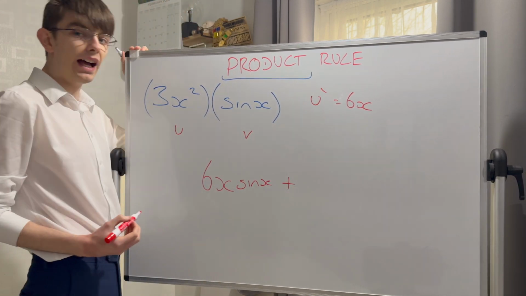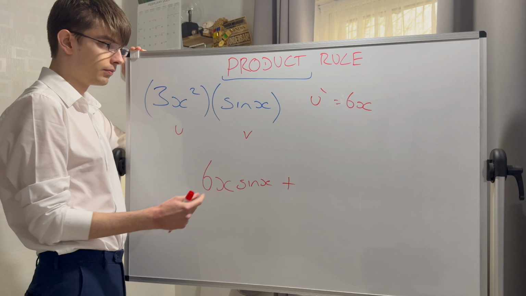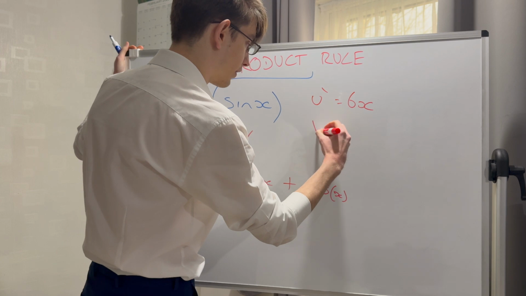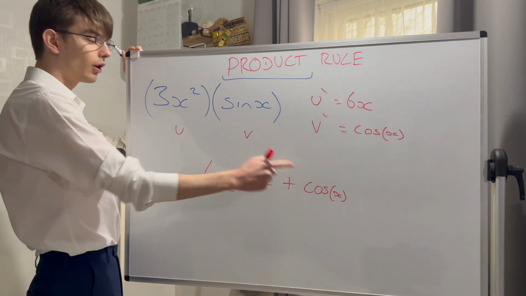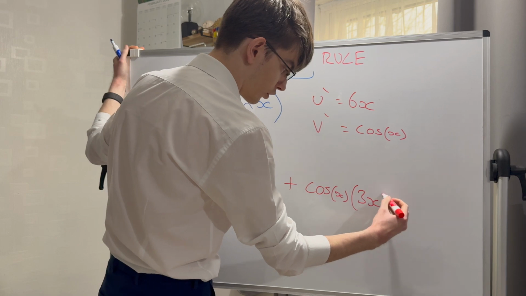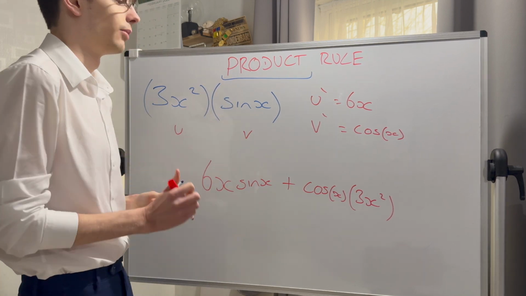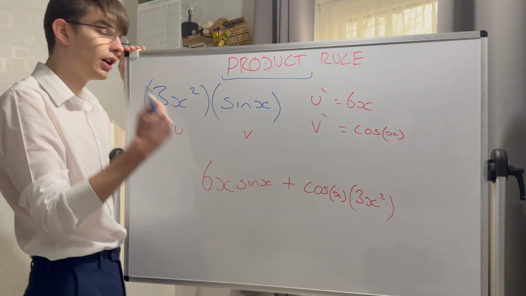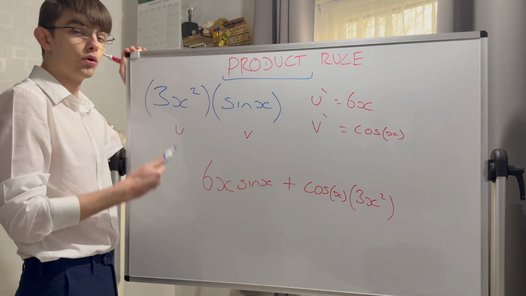Then I add on to that the opposite. The derivative of the second function, so the derivative of sine is cos. And just to keep everything nice and neat, that's v prime up there, which is cos of x. And I multiply the derivative of that one by the original of this one. So I end up with 6x sine x plus cos x times 3x squared. And this is my final answer. Maybe there's some simplifications I can do, maybe I want to factor something out, but for now, that is my answer.